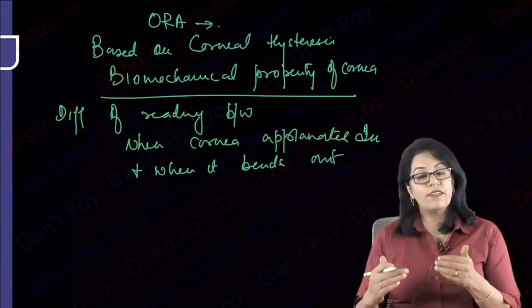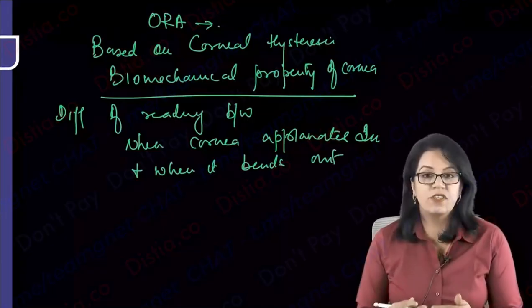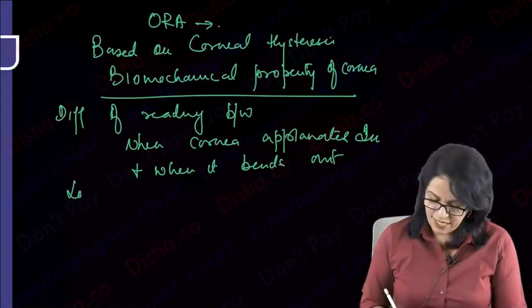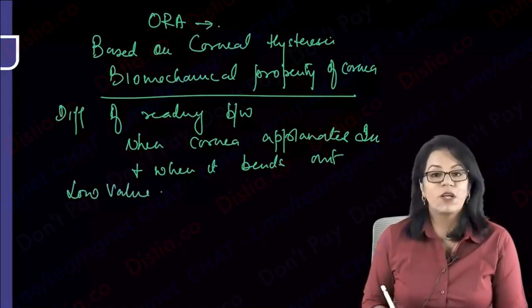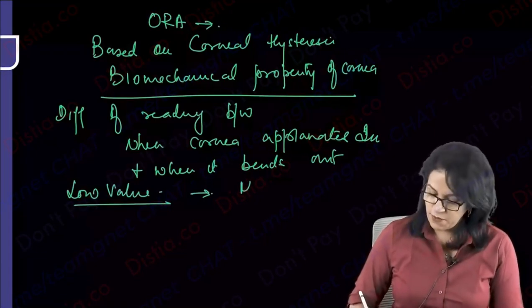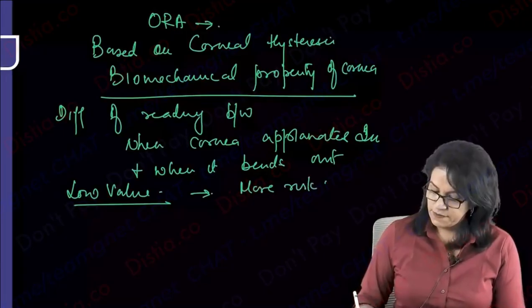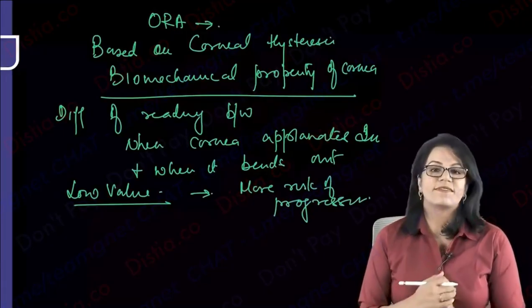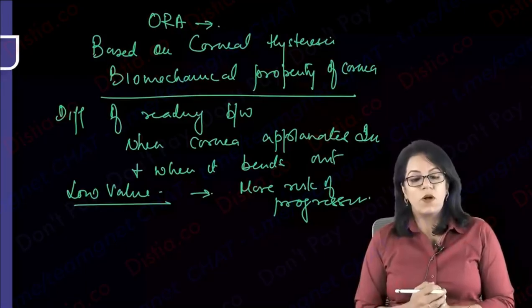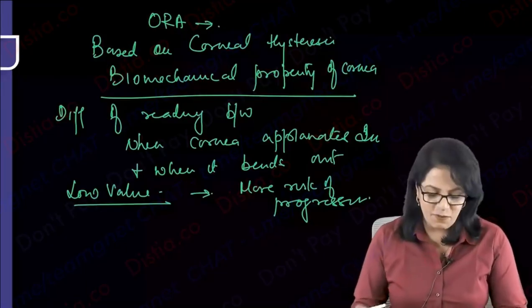So if the difference is smaller, the risk of glaucoma is higher. That's what you have to know. So low value means more risk. Low value means more risk of progression of glaucoma. Got it? So that was about corneal hysteresis. Now let's look at the slides, then it will be more clear.